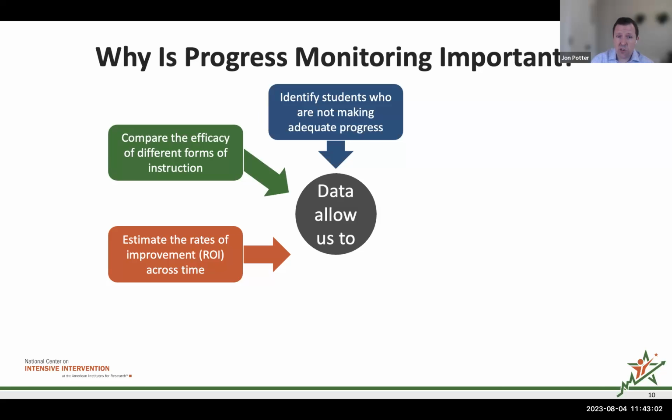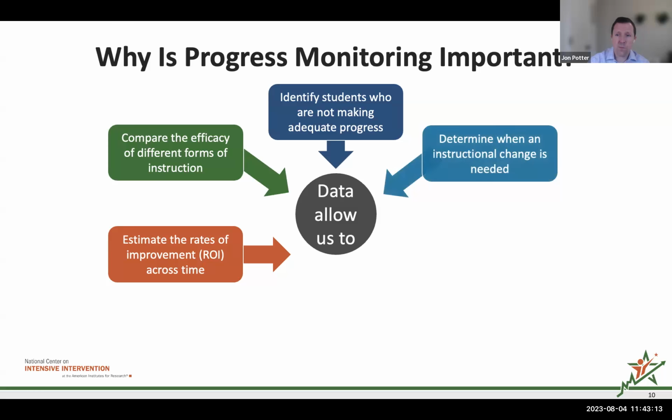It's going to identify our students who are not making adequate progress. So we'll talk about goal setting and growth and what that looks like. And so it's going to help us say, this is not on track. We need to make a change for our students. And it's going to determine when that is. So again, we'll talk about decision rules and how we can use that data to guide what we're thinking in terms of when to change.